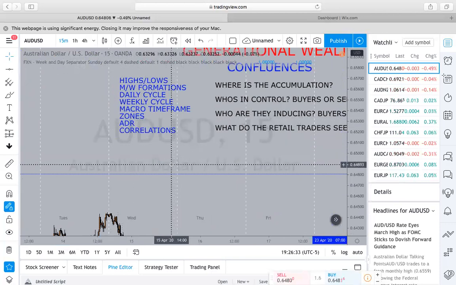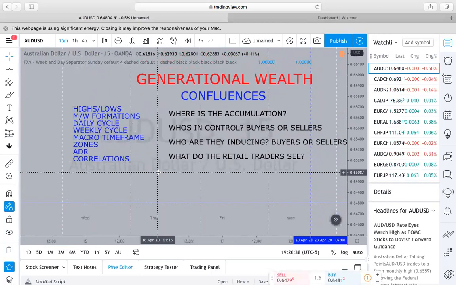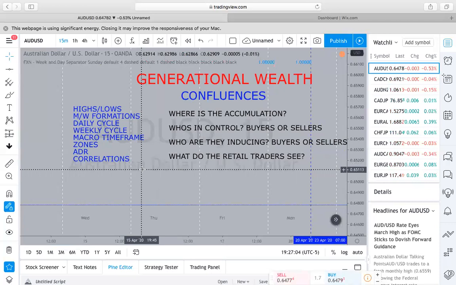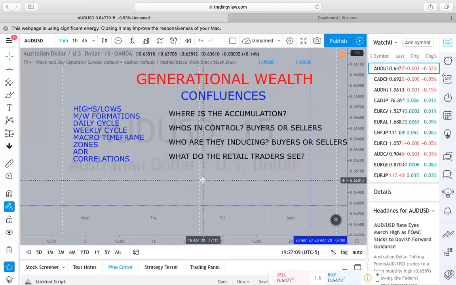ADR is a big one because you need to understand what the daily range of that pair is. When will this pair reverse? Has it reached the maximum pips for that day based off of 4 weeks, 8 weeks, or whatever you're calculating? If you're trading that pair, you have to understand the pair. You cannot just be bouncing around a pair if you don't understand it.